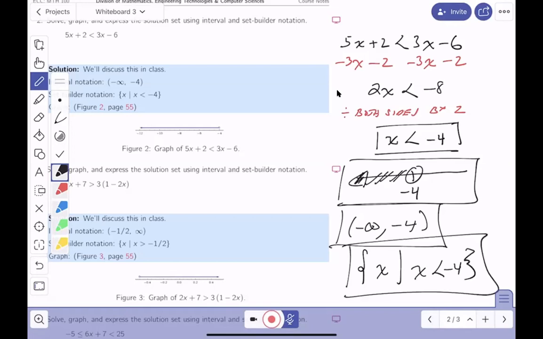All right, let's look at the key. And I'm looking for these things. The graph is there. I'm seeing it. I like their graph better, by the way. I'm seeing the intervals. I'm seeing the set builder. And by the way, someone says, where's the solution? It's right here. I'm seeing it right there. Let's go to the next one.